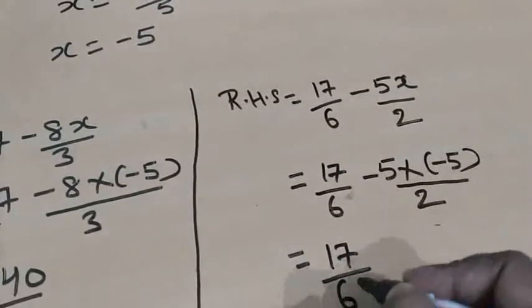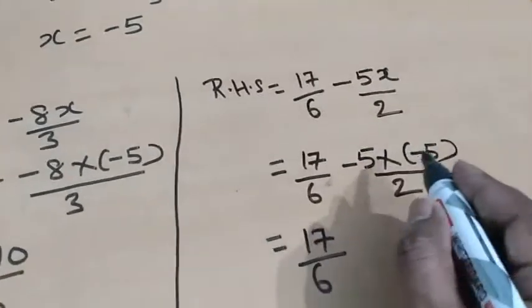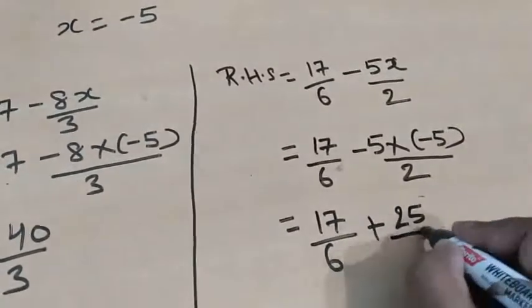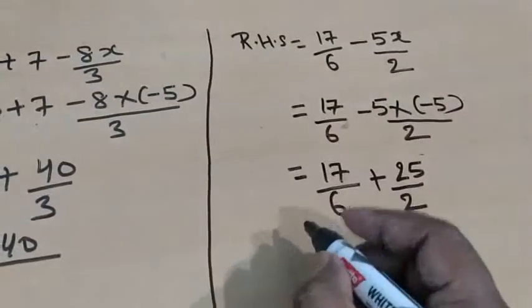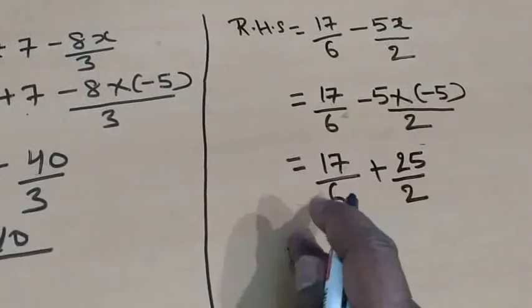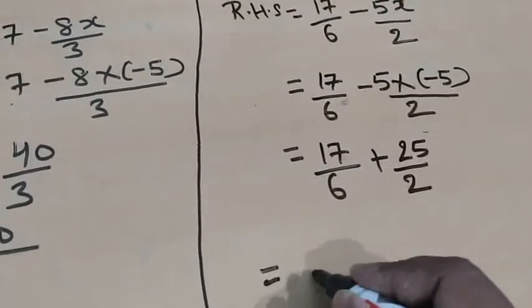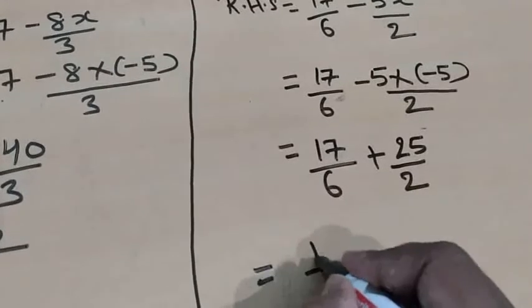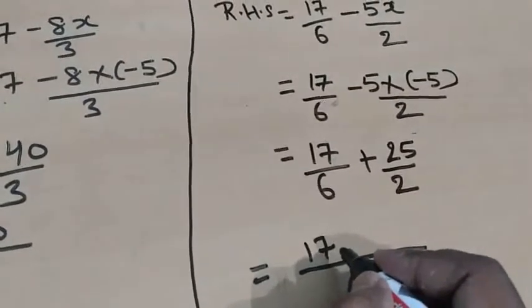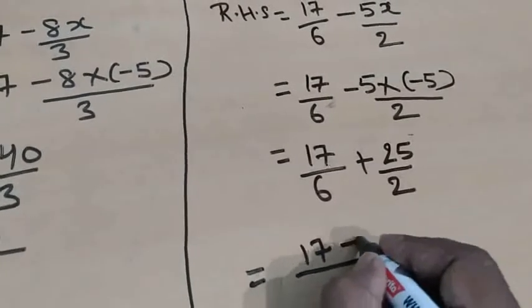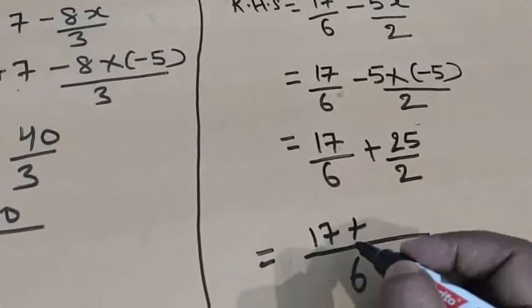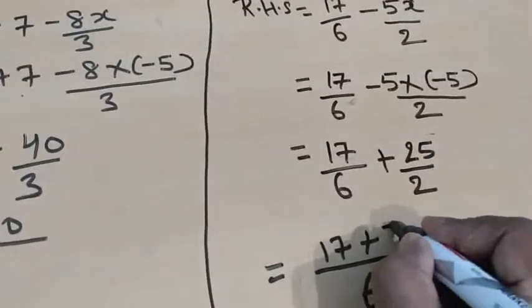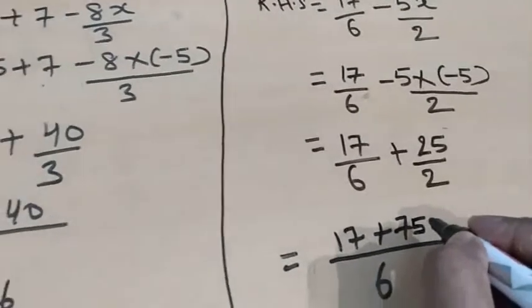17 by 6. In the case of multiplication, minus into minus, it's become plus. Plus 5 into 5, 25 by 2, and here LCM of both 6 and 2 is 6. So this is 17. Okay, and plus 2 divides 6, it is divided by 2 in 3 times. So 3 times 25 is 75. Okay.